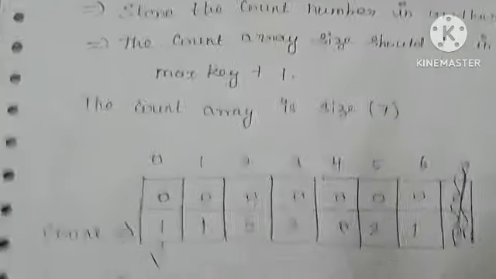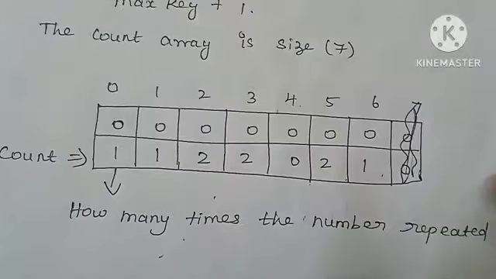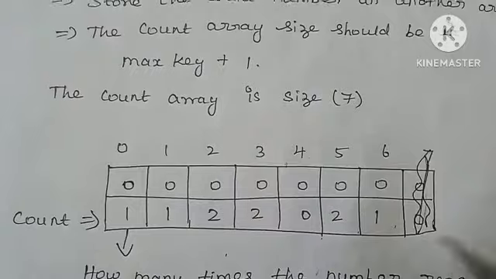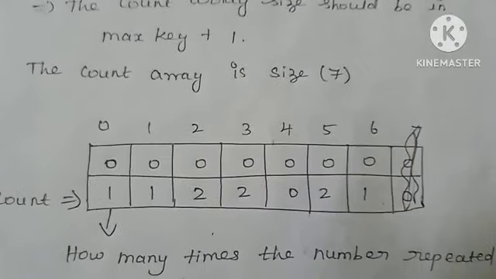This is the count array. The count array means how many times each number is repeated. We just enter how many times each number occurs. Do you understand?